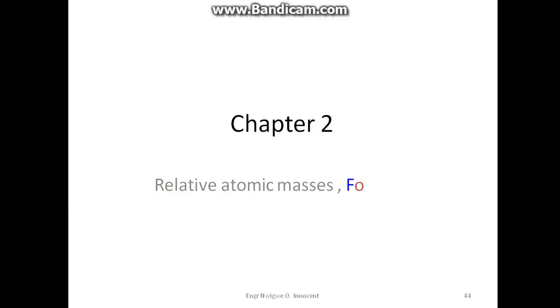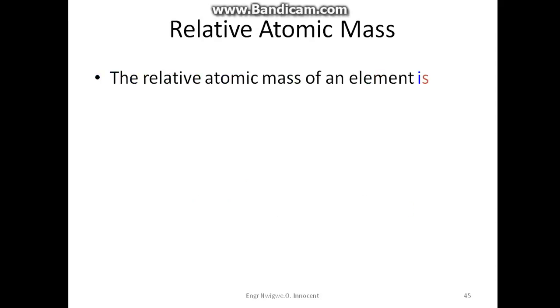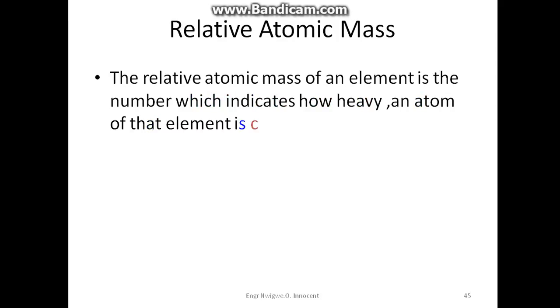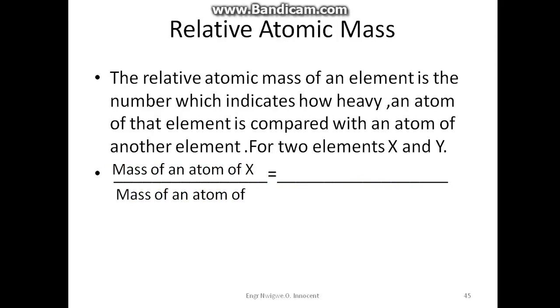Chapter 2. Relative atomic masses, formula mass and chemical composition. Relative atomic mass. The relative atomic mass of an element is the number which indicates how heavy an atom of that element is compared with an atom of another element. For two elements X and Y, the mass of an atom of X over the mass of an atom of Y is equal to the relative mass of atom X over the relative mass of atom Y.